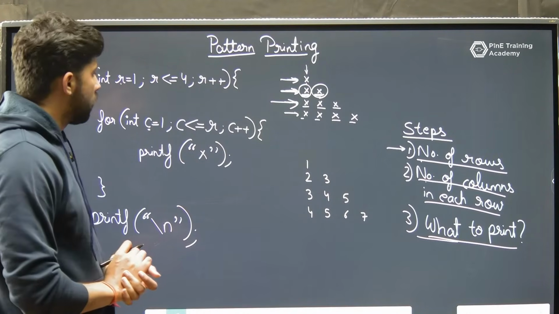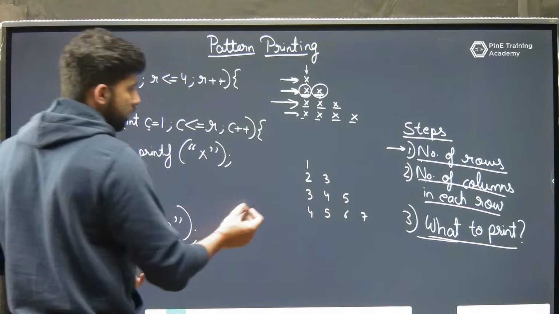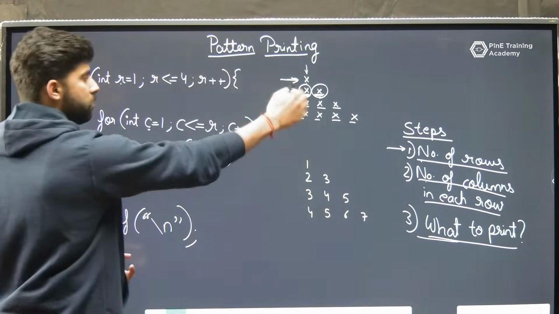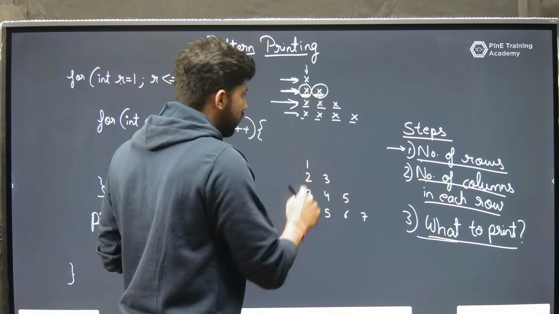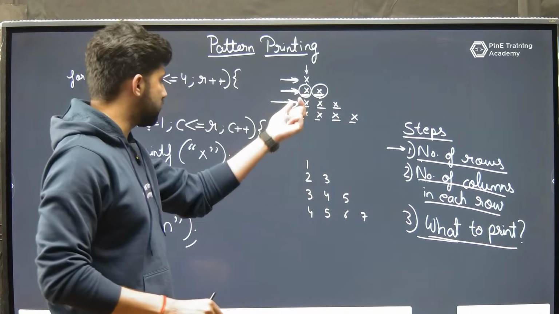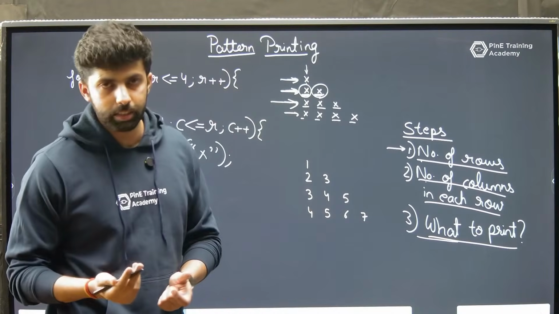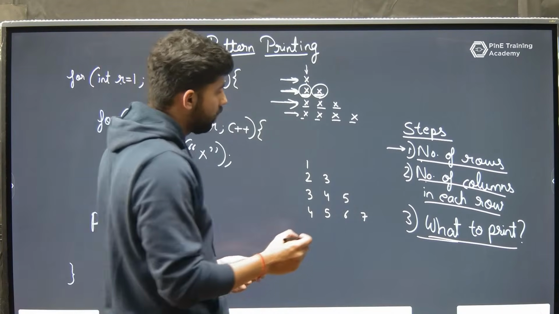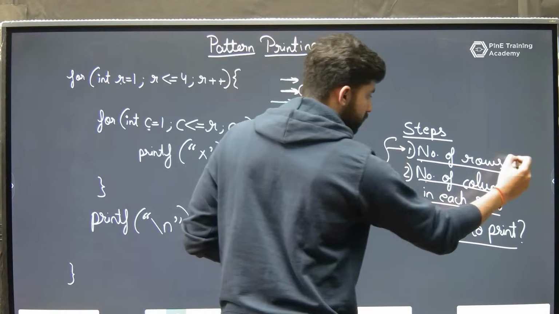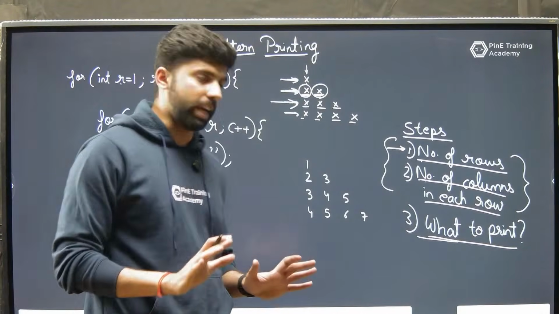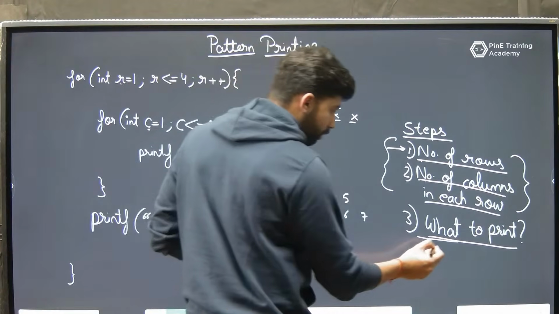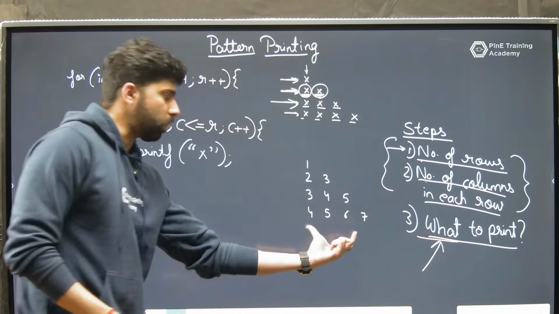Okay. Now, if you notice, this below pattern has the same shape as the above one. It's just that earlier we were printing a symbol and now we are printing numbers. That means these two steps will remain same. We will not change it. We just need to figure out this third step for this pattern.